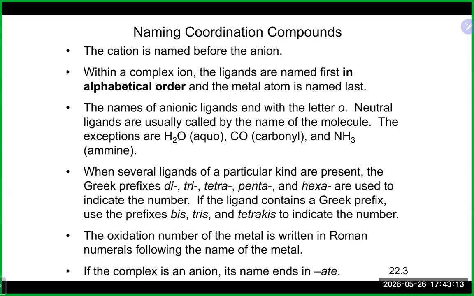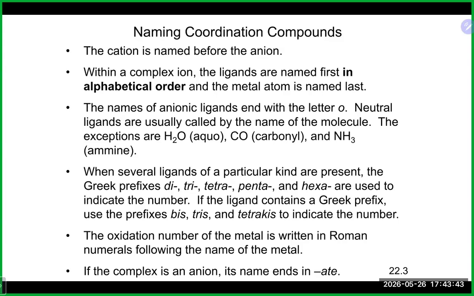Remember that a cation is always before the anion, both in name and formula. We do the alphabetical order of the ligands, regardless of prefix. So if there is more than one of the same ligand within the molecule, we do use a prefix like di for 2, tri for 3, tetra for 4. But when we go alphabetical order in terms of the ligands, we ignore the prefix.